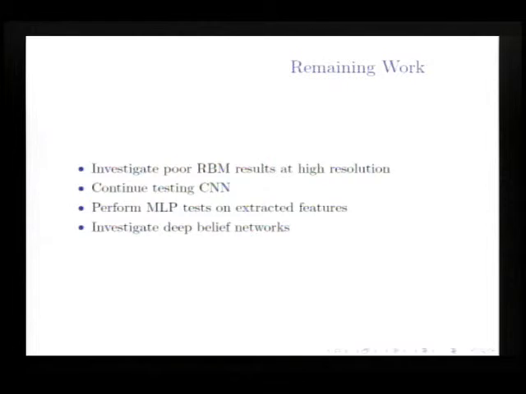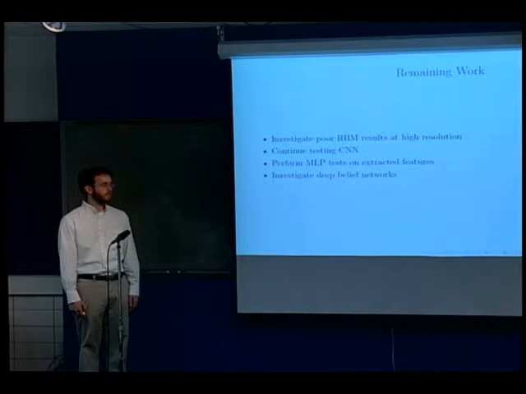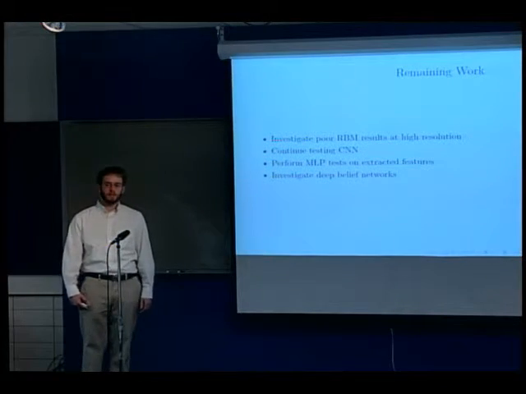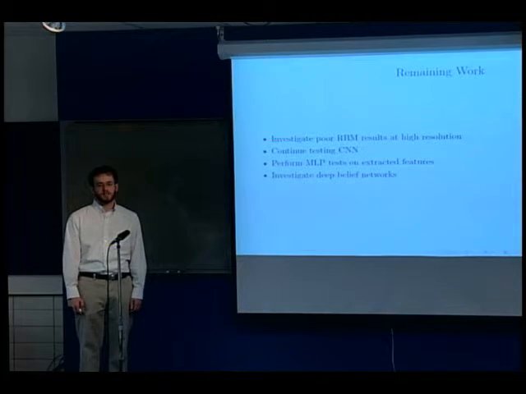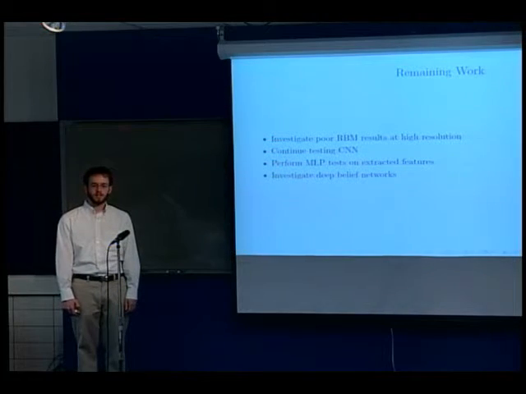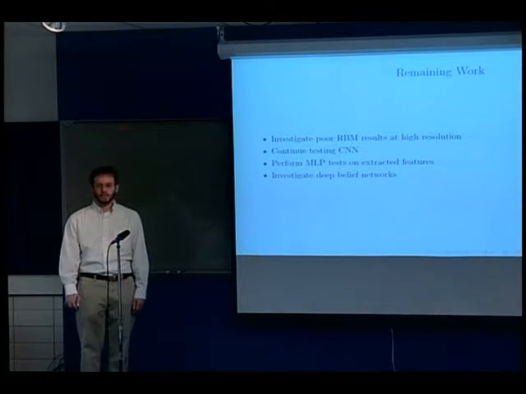So things I'd like to work on for the rest of the program is to investigate the RBM results further and try to improve those and figure out why the results are so noisy, as well as test the CNN more on a larger network or a larger data set. And then once we have extracted features, obviously test those as well using a standard network architecture. And deep belief networks are kind of an extension of restricted Boltzmann machines where you use them for actual classification. So I'd like to look into using those on some image data, see how that works. I think that's it. Any questions?